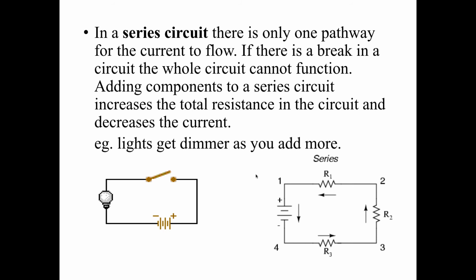Okay, so in a series circuit, there's only one pathway. Okay, so if there's a break in the circuit, the whole circuit cannot function. So if we add some components to this, it increases the total resistance in that circuit and decreases the current. So as we add more lights, it will get dimmer because more of that current is getting used up. So consider each load almost like a type of resistor, right? So as you can see that there are two disadvantages to the series circuit.